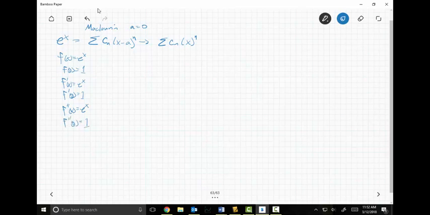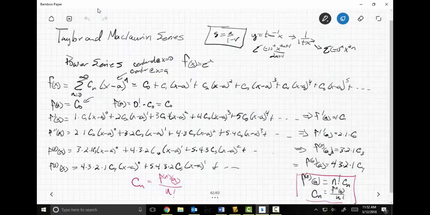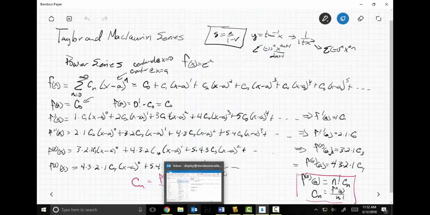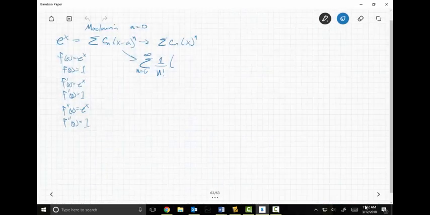So now all I got to do is follow the formula. The formula says that c sub n is equal to what? Let's go back. I take the nth derivative at a and I divide it by n factorial, right? So in this case, the nth derivative at 0 is always going to be 1. So it's the sum, for n equals 0 to infinity, of 1 over n factorial times, it's still a power series, so it's just going to be x to the n.